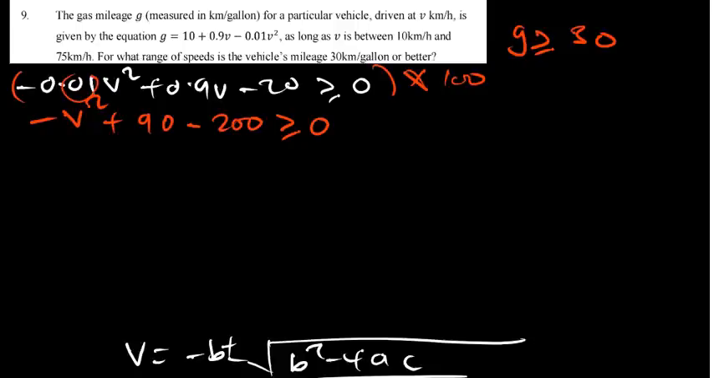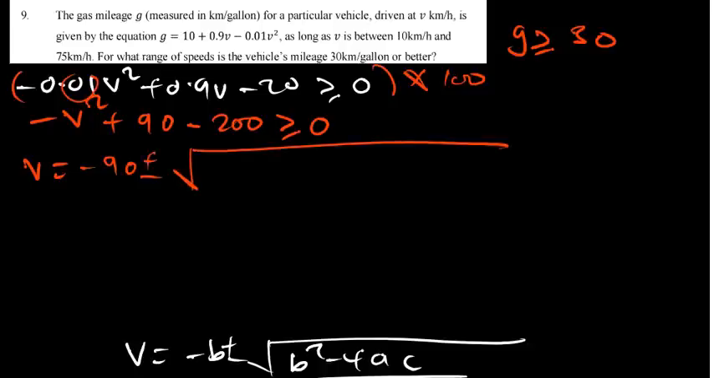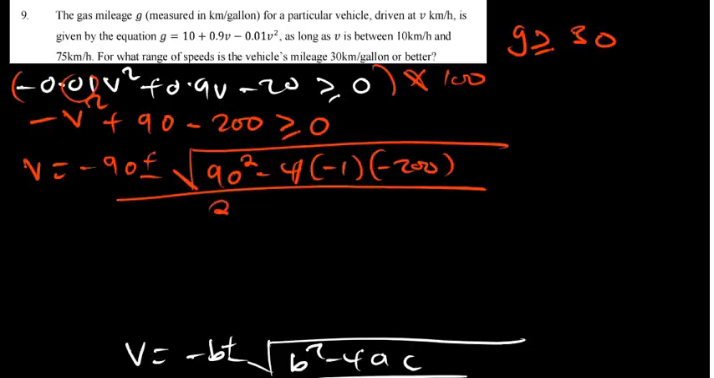Now, since you don't use a calculator, that's the reason why I've done times 100, to make things simple. So I'm going to say, using this formula, I'll have my negative 90 plus or minus 90 squared, then minus 4. Our A is negative 1, then it's going to be negative 2000, our C. Then we divide this by 2 times negative 1. Supposed to be 2000, sorry. So now, what is 4 times 2000? 8000.